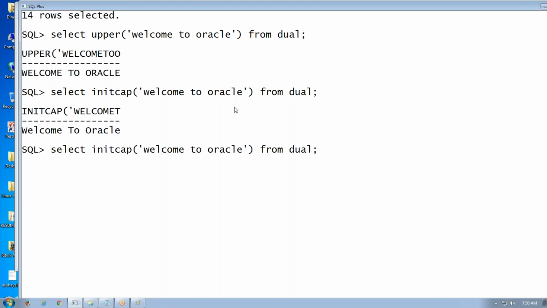Let us assume this is your string. Listen carefully. What is your string? This is your string: Welcome to Oracle. From this string, my requirement is to print the first 7 characters.